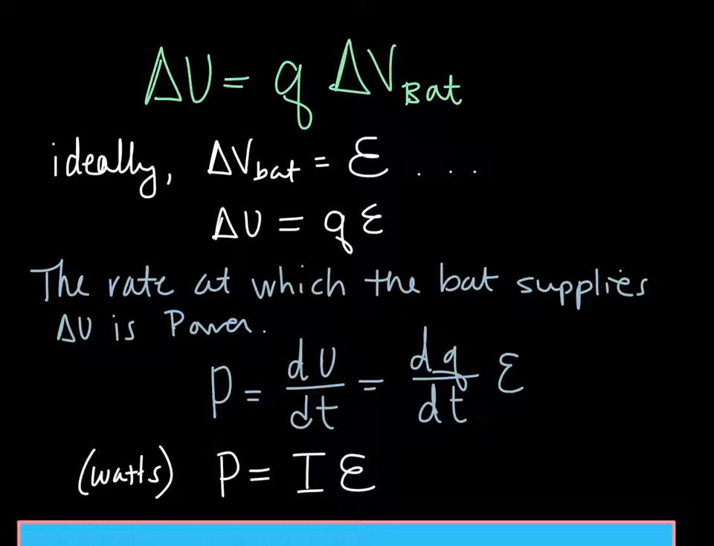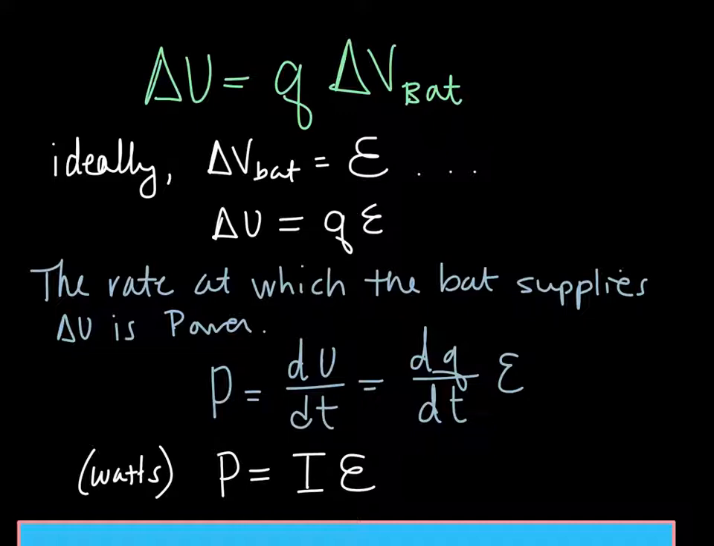So in terms of an ideal battery, which is what we're using, ideal situations for now, the potential energy that's gained by the charge is equal to the charge times the electromotive force, or the most potential that the battery could provide.